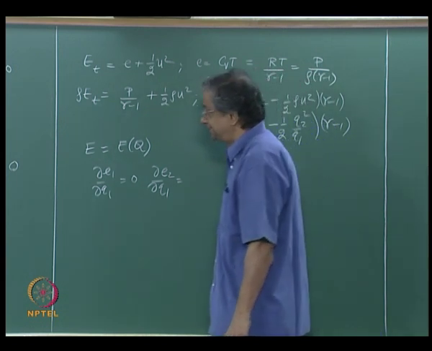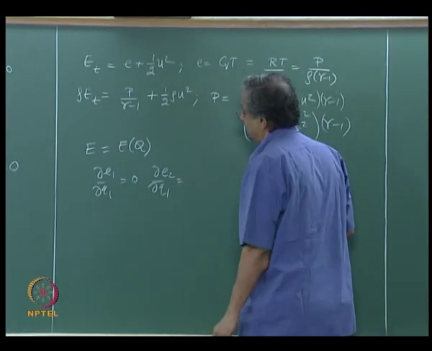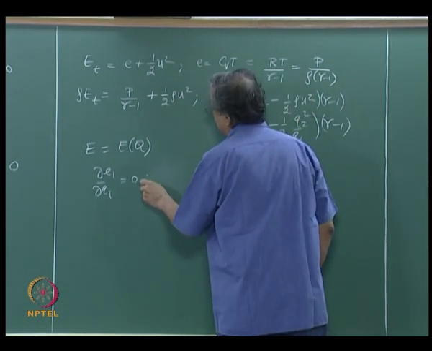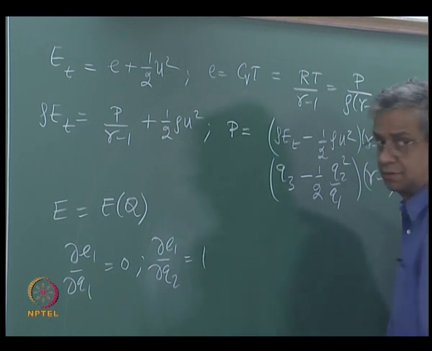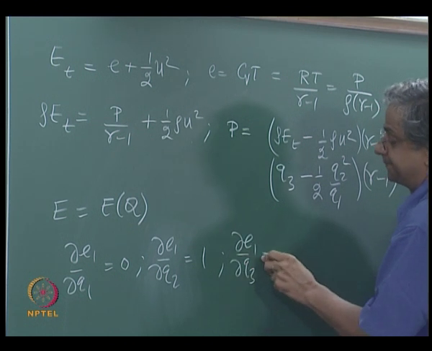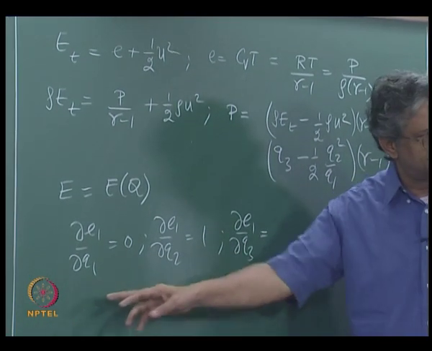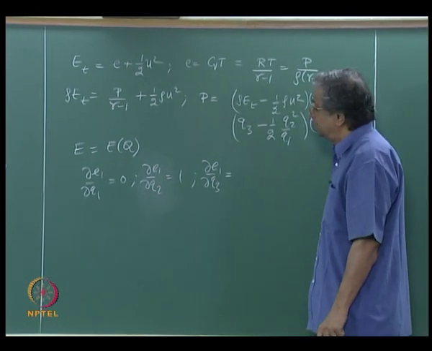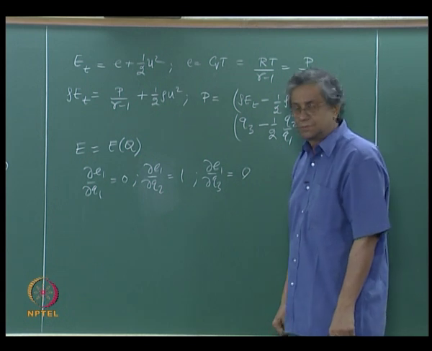Dou E2 by dou Q1 is, that is not what I want to do. As I said, I am going to do the easy ones. Dou E1 by dou Q2 equals 1. Dou E1 by dou Q3, I am keeping the row a constant, and I am changing the column, dou E1 dou Q3 is 0. Fine, you can do the same thing now.